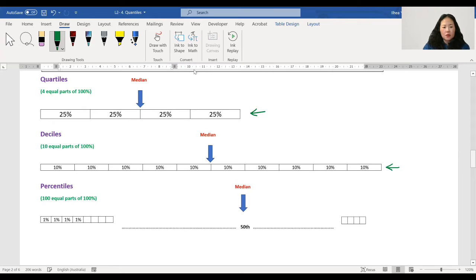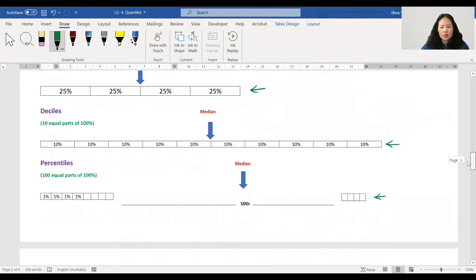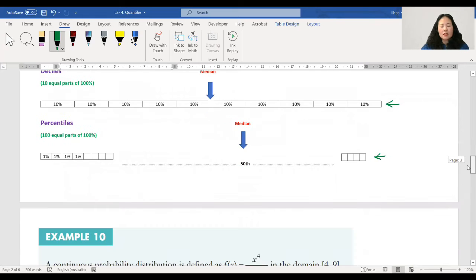And of course, percentile is a percent, like per century, 100 years. So that's how we remember it. That's 100 equal parts of 100%. But we will not use percentages. We're going to use decimal form because the total area under the curve is 1.